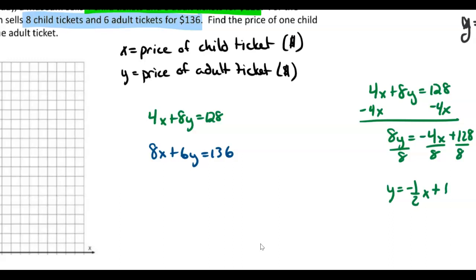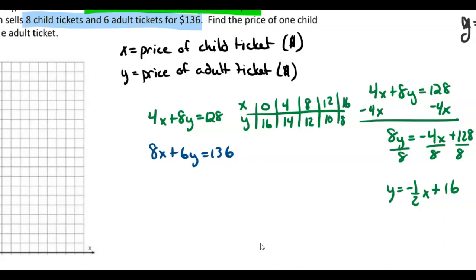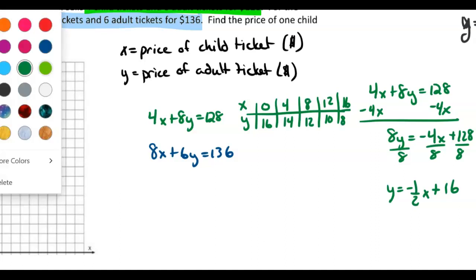Use calculator real quick, it's 16. So make your table for that. We don't need every single number, but when you plug in 0, you get 16. I just tried 4, and when I plugged in 4, I get 14. And I went by 4s because it seemed to be working for me. 8 was 12. 12 was 10, and honestly, we could do one more, but that's probably good enough. 16 is 8.